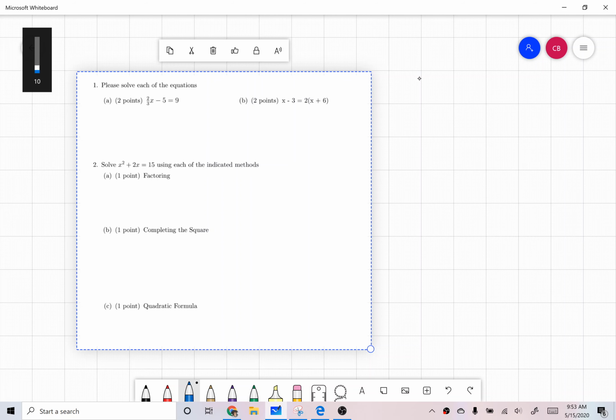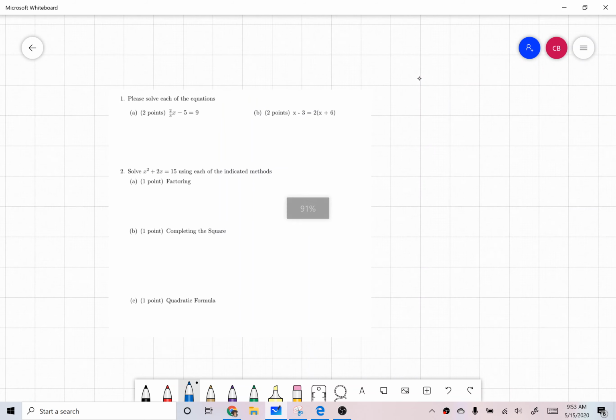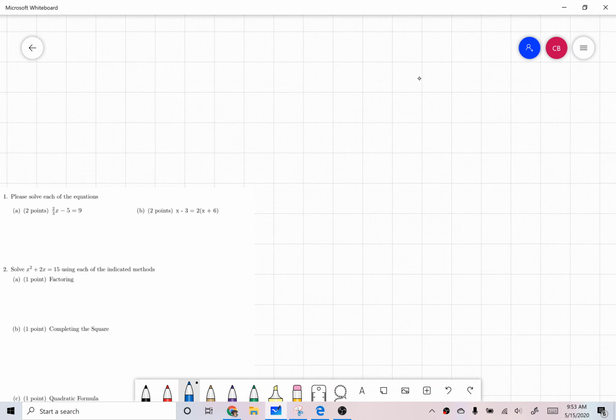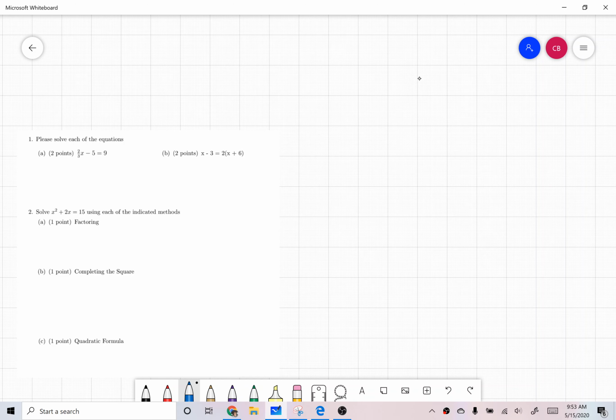Okay guys, so this is going to be our exam review. We've got the following problems, and what we're going to do is solve some equations. And so for part 1a, we have 2/3 x minus 5 equals 9.